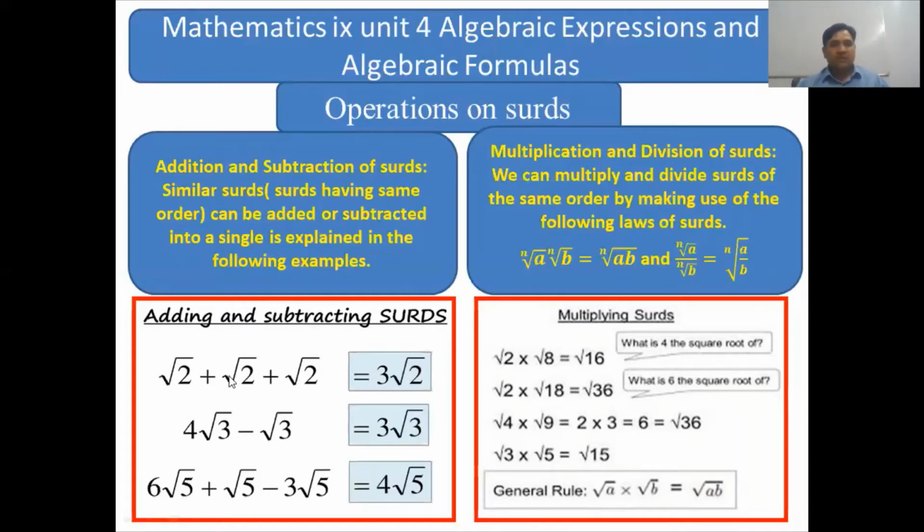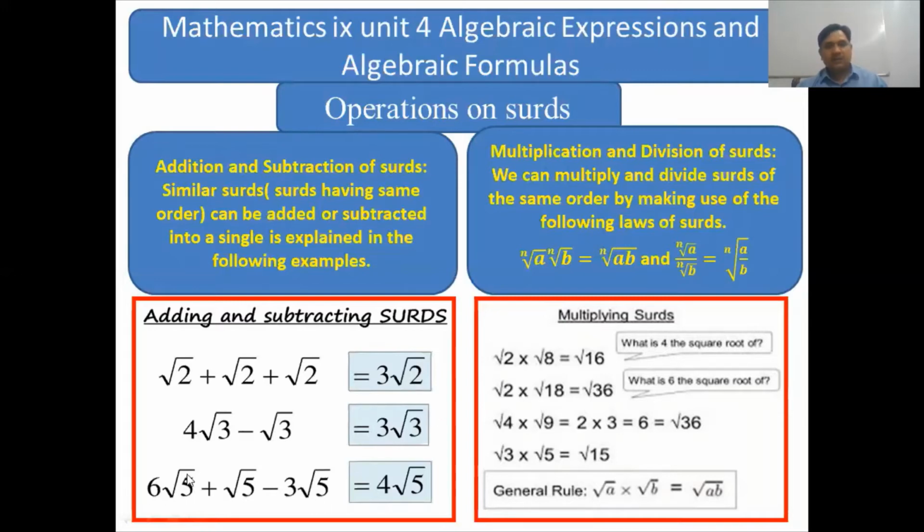So square root of 2 plus square root of 2 plus square root of 2. We can take square root of 2 as common. So 1, 1, 1, and we can write this as 3 square root of 2. Here we have 4 square root of 3 minus square root of 3. We can take square root of 3 common, so we are left with 4 minus 1, and 4 minus 1 is 3. So 4 square root of 3 minus square root of 3 is 3 square root of 3.